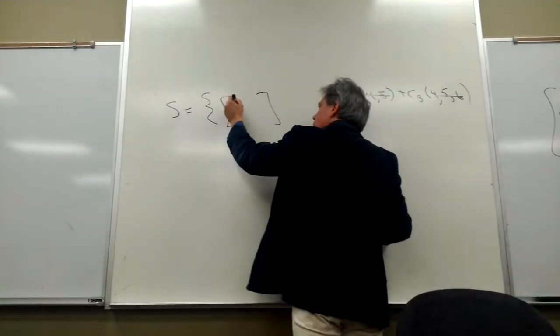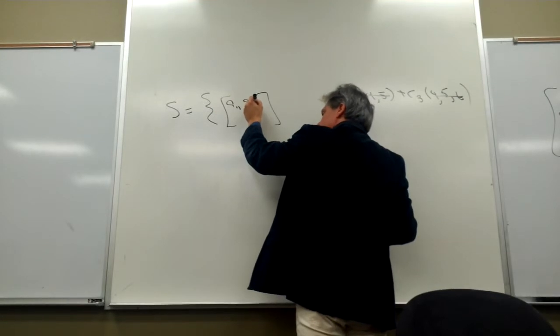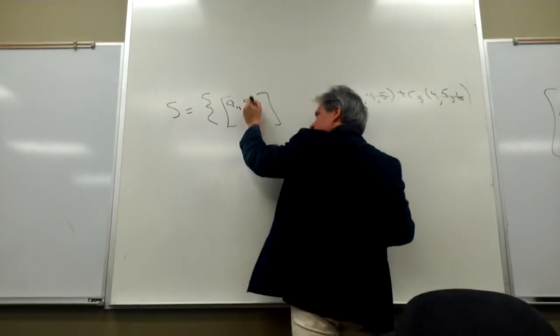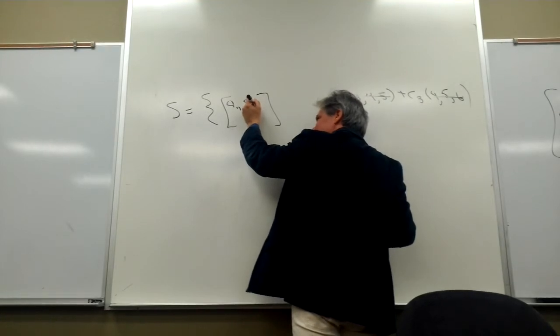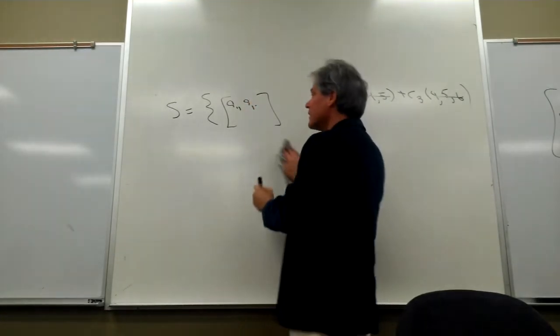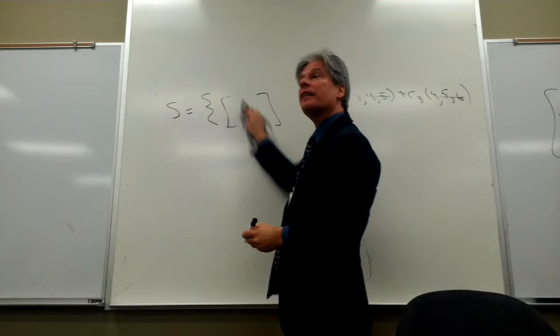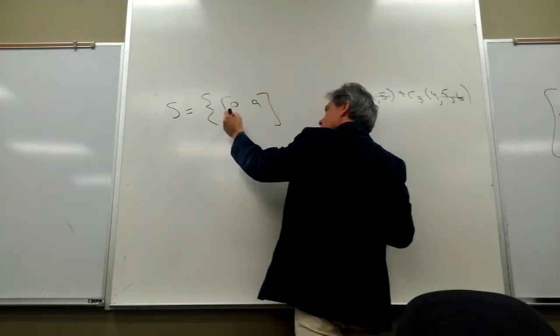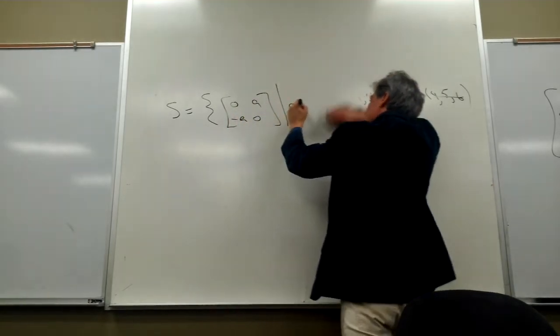It'd be an A sub 1,1, A sub 1,2, A sub 2,1, A sub 2,2. I keep saying we've got the test coming up this week. If it's going to be skew-symmetric, I think I should have A such that A transpose is the negative of A.